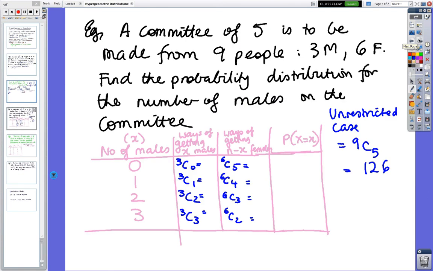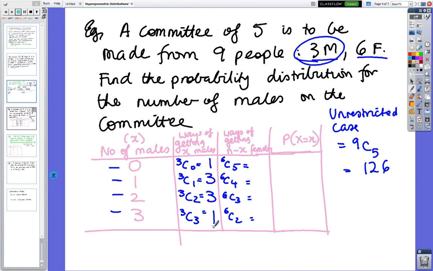Okay, so we've got a committee of 5 to be taken from 9 people. We've got 3 males and 6 females, and we can do a distribution for the number of males on the committee. So for instance, the number of males can take values 0, 1, 2 and 3, because we've only got 3 males, so we can take from 0 to 3. So the number of ways of taking 0 males from 3 on your calculator is 1, and then 3, then 3, then 1. So they're the different ways of taking 1 or 2 or 3 or none from your male population.